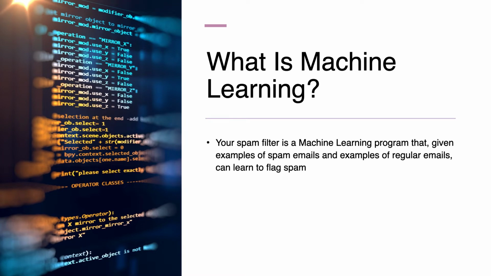Your spam filter is a machine learning program that, given examples of spam emails, for example flagged by users, and examples of regular, non-spam, also called ham, emails, can learn to flag spam. The examples that the system uses to learn are called the training set. Each training example is called a training instance or sample. In this case, the task T is to flag spam for new emails, the experience E is the training data, and the performance measure P needs to be defined. For example, you can use the ratio of correctly classified emails. This particular performance measure is called accuracy, and it is often used in classification tasks.